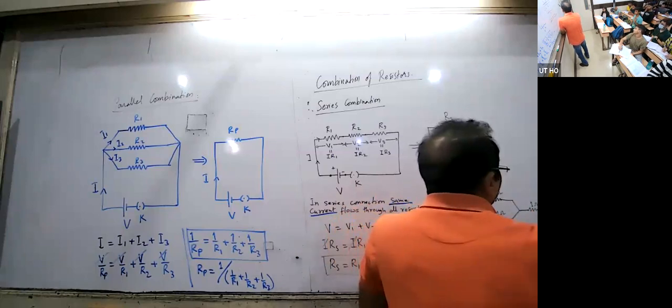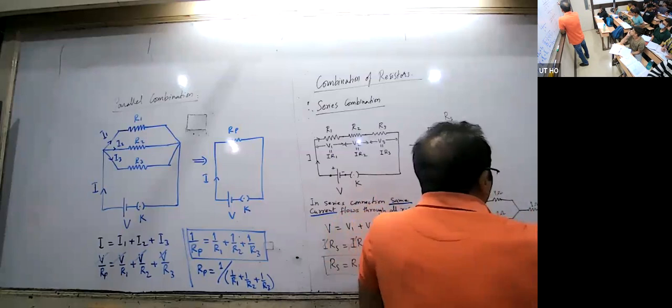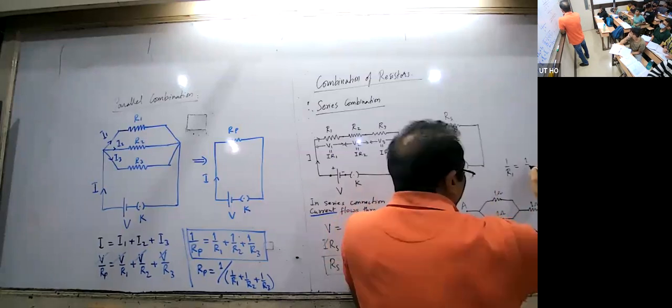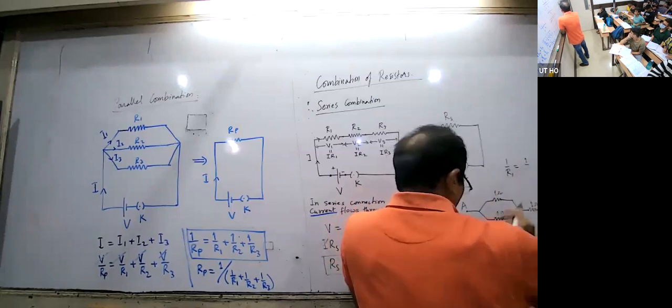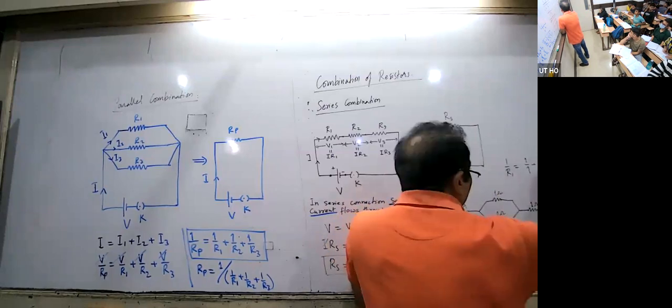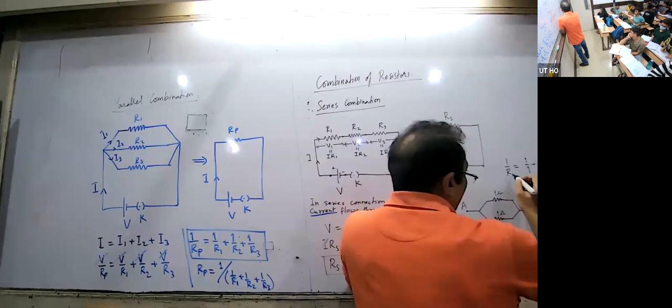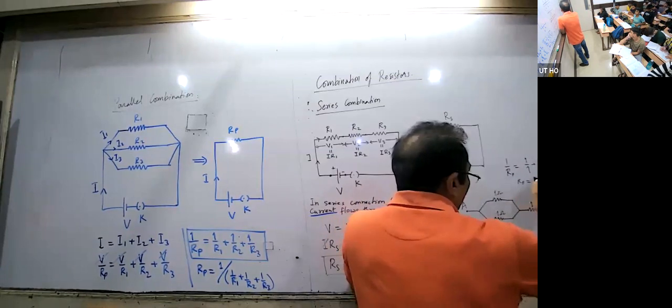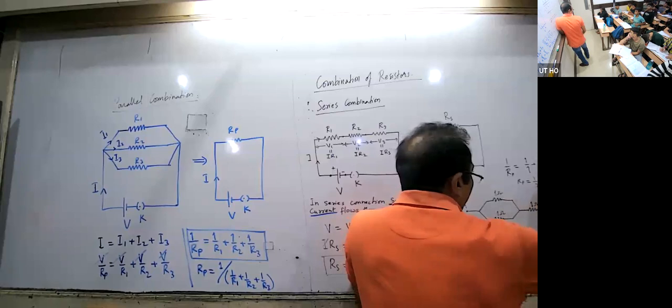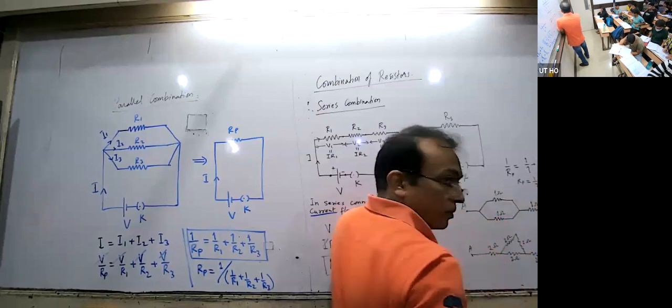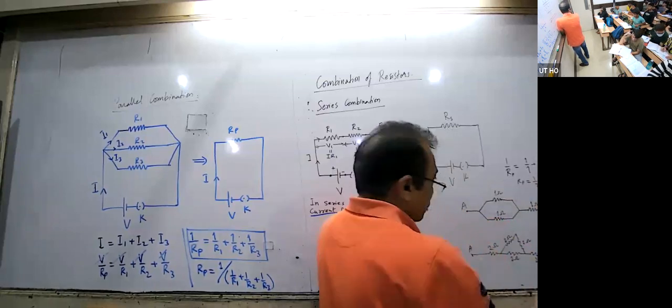How is this 1.5? Look, 1 by RP is equal to 1 plus 1. This is 2, right? So what is RP? Therefore, RP is equal to 1 by 2, which is 0.5. So 0.5 comes for this, plus 1, that is 1.5.